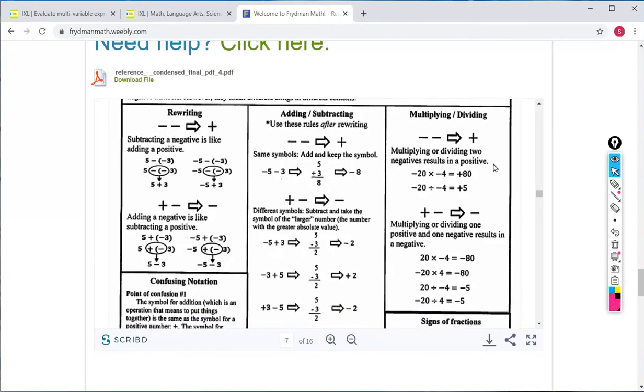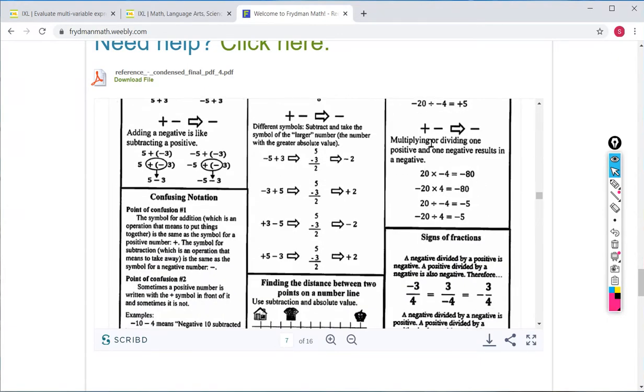If we are multiplying or dividing with negatives, multiplying or dividing 2 negatives results in a positive. So -20 times -4, for example, would be equal to +80. You don't always have to write the positive symbol in front. Usually it's not written, but sometimes it is when the author, in this case me, wants to make it clear that this is a +80 as opposed to a -80. But really, if it doesn't have a negative sign in front of it, then it would be positive.